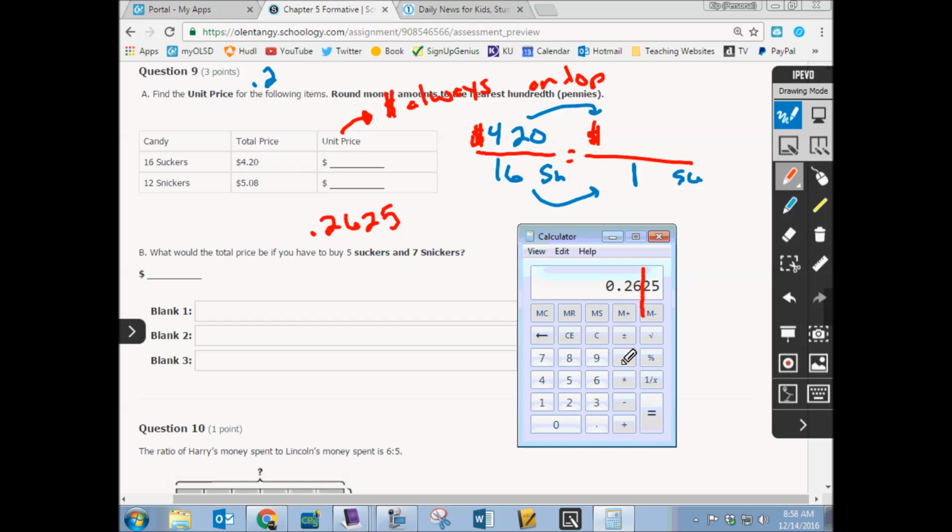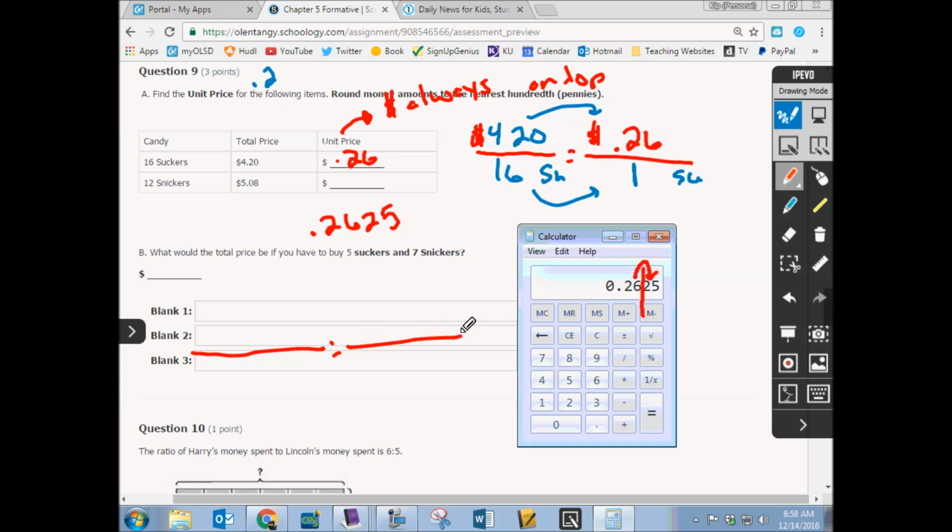That's money. So this is either going to be 26 cents or it's going to be 27 cents. We're going to look to the thousands to answer that question. Is that number to the right 5 or more? No. So this is going to be 26 cents. So that is our unit price, 26 cents. Okay? Now we'll do our other proportion.